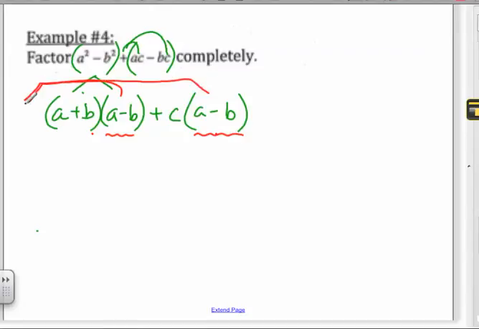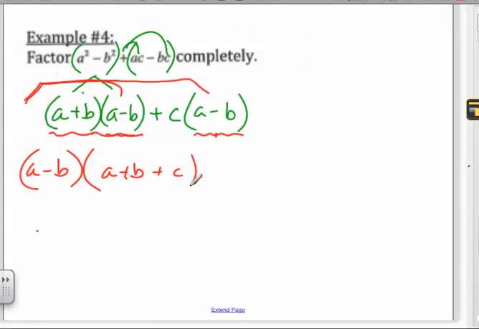I'm factoring out the a minus b, right? And then I ask myself, a minus b times what gives me this? A minus b times a plus b. And then a minus b times what gives me c times a minus b? Well, plus c.